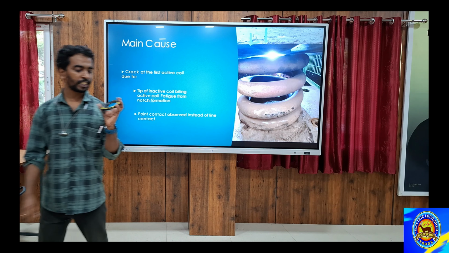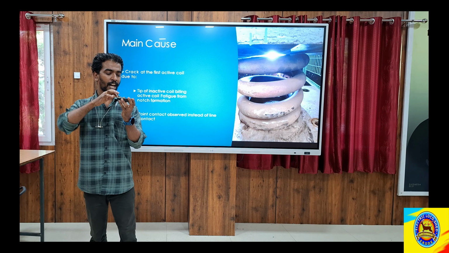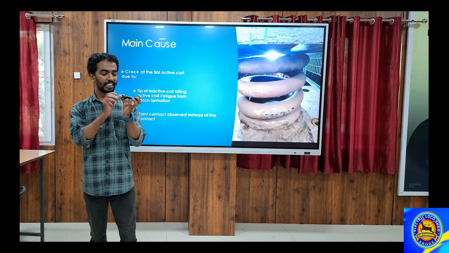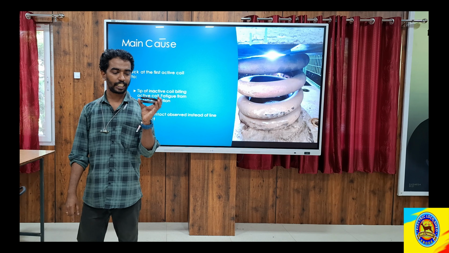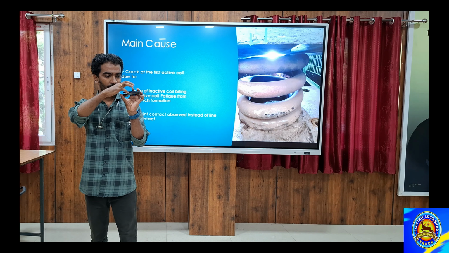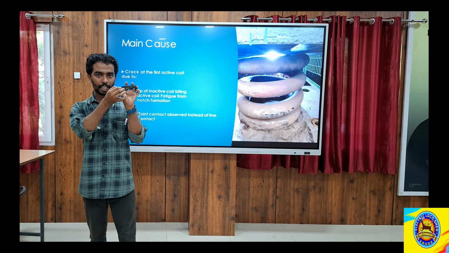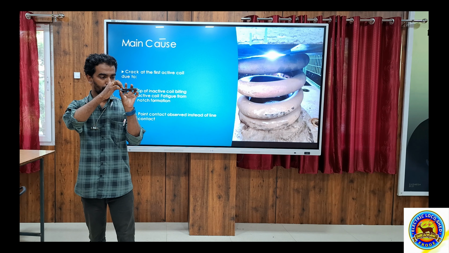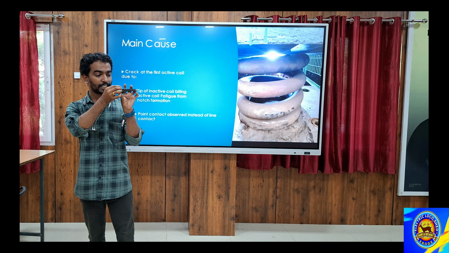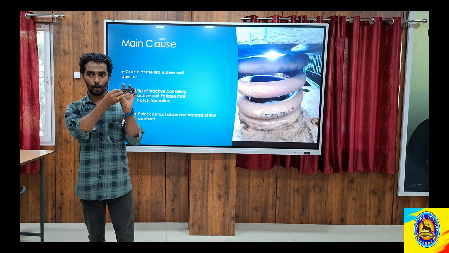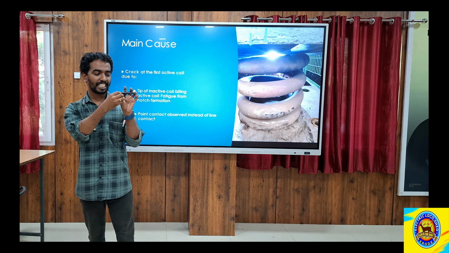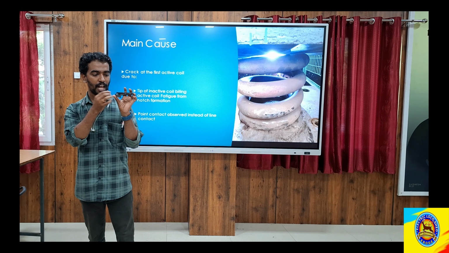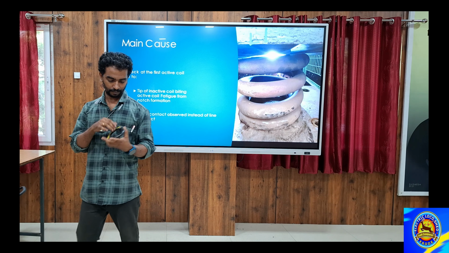This is the top portion of a spring. This portion is called the inactive coil. These all parts are called the active coil. This is the inactive coil, and this is the tip part of the inactive coil. When the tip part of the inactive coil comes in contact with the active coil, just like a pointed contact, there will be some fatigue formation. When fatigue is formed, it further leads to the breakage of the spring.